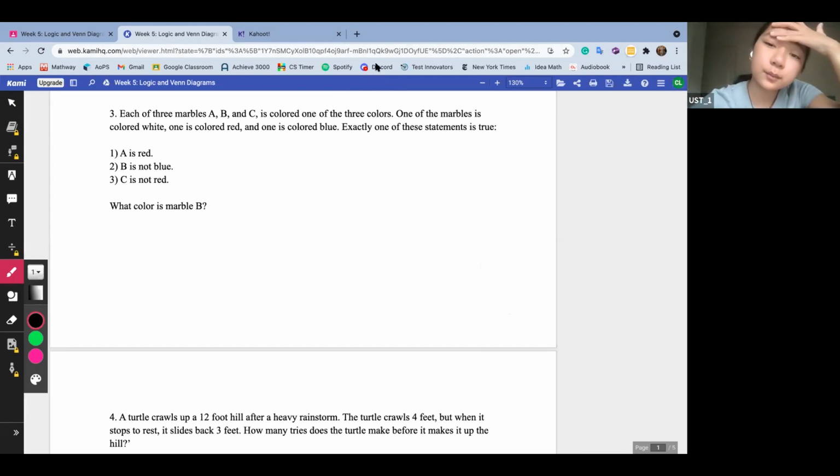Okay, so I want to explain the question now. Let's assume that the first statement is true. So A is red. That means C is not red, which means that 3 is also going to be true. So it can't be the first one, because then there'd be 2 true statements, and it says that only one of them is. It's the same with the third one. If 3 was true, that means C is not red, and that means it is true for A to be red. So we can assume that 2 is the true statement.